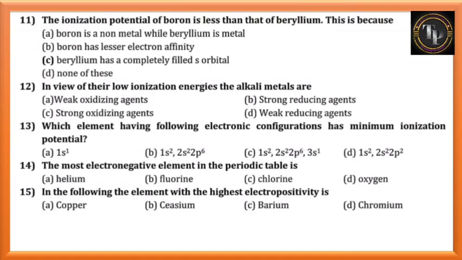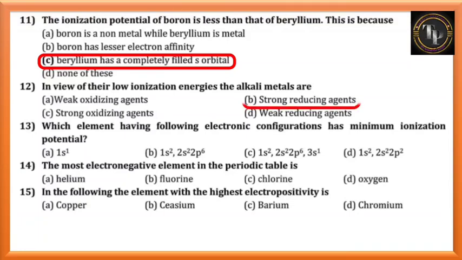The ionization potential of boron is less than that of beryllium. This is because beryllium has a completely filled s orbital. In view of their low ionization energies, the alkali metals are strong reducing agents. Which element having the following electronic configuration has minimum ionization potential? The answer is C, minimum ionization potential, because only one electron is in the outermost shell, easily removed, because an unpaired electron is there. You can easily remove it by giving a small amount of energy.